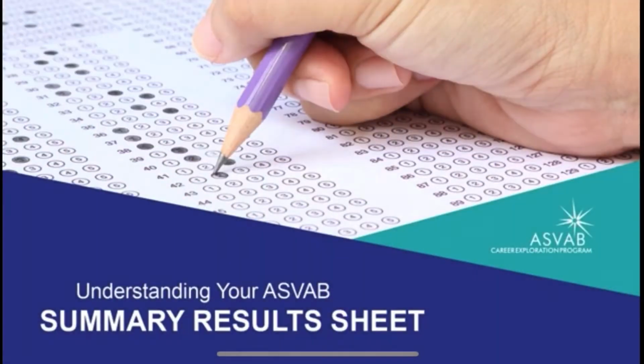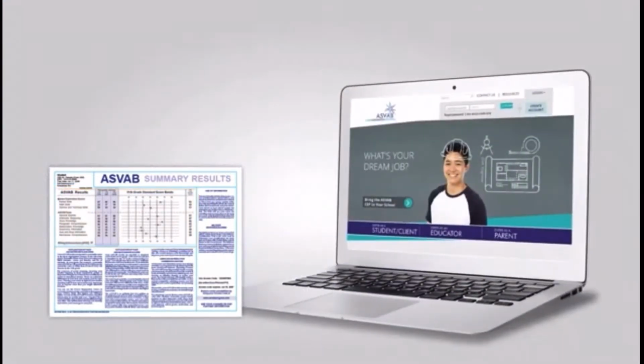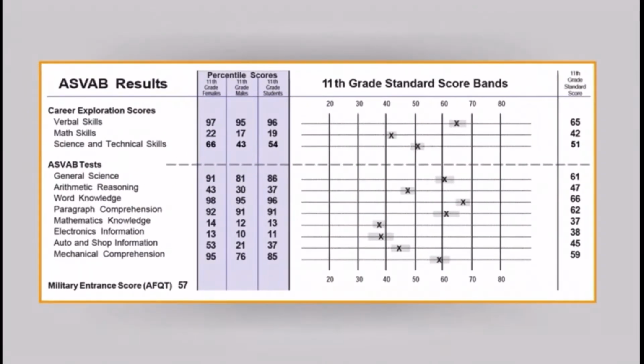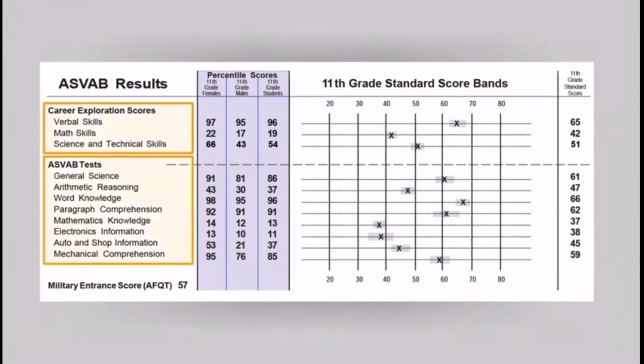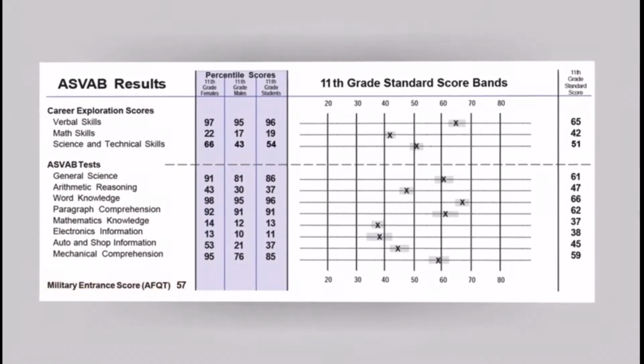Thank you for participating in the ASVAB Career Exploration Program. Now that you have your ASVAB CEP test scores, let's walk through the different areas on the ASVAB summary results sheet to help you understand what all of the numbers mean. If you use the access code on the bottom right corner of your results sheet to log into asvabprogram.com, you can also view your score report online. On the left side of the sheet, you'll see three different types of scores: career exploration scores, individual ASVAB test scores, and a military entrance score, or AFQT.